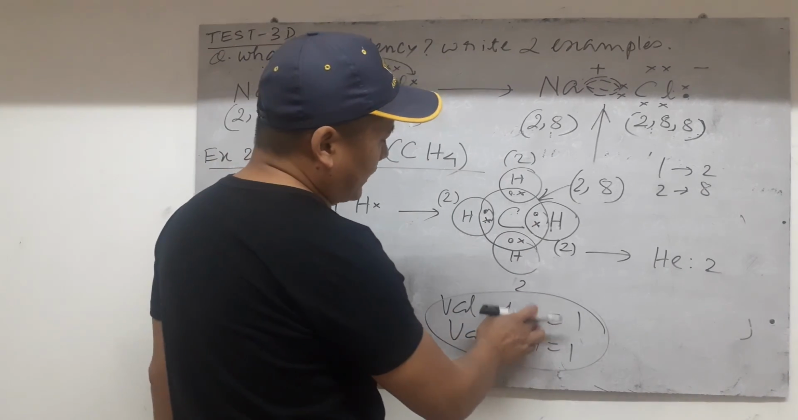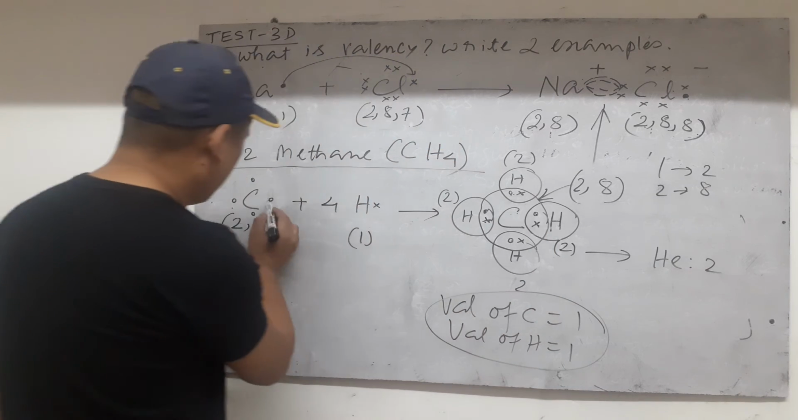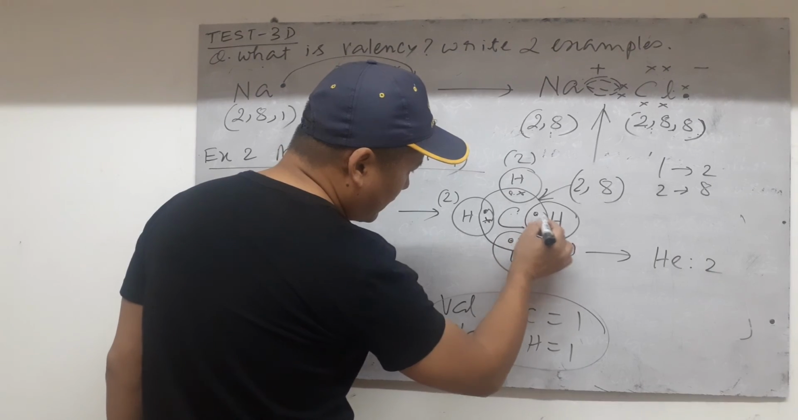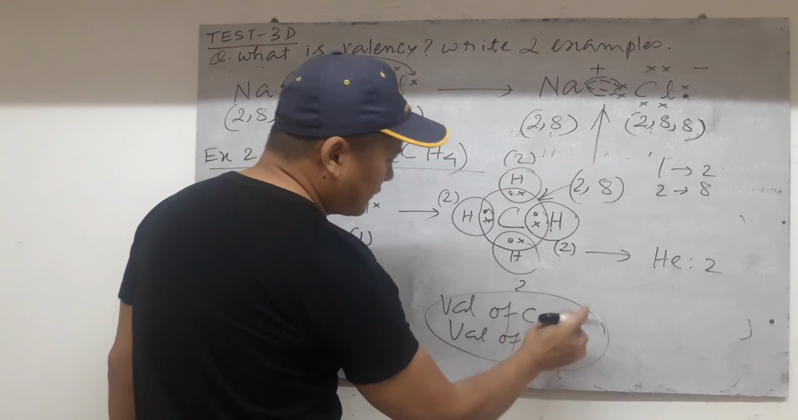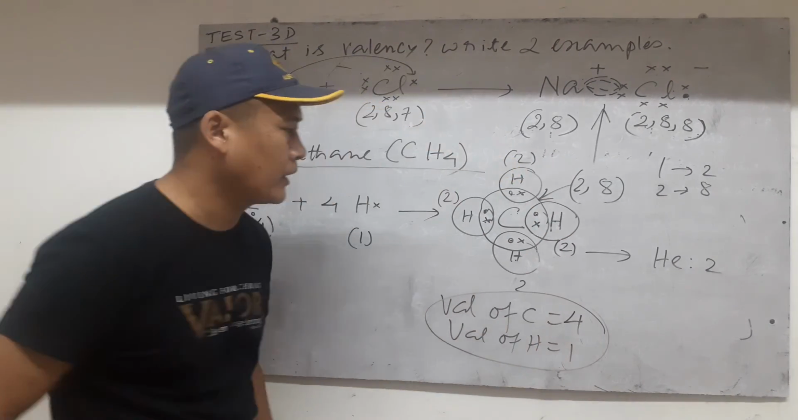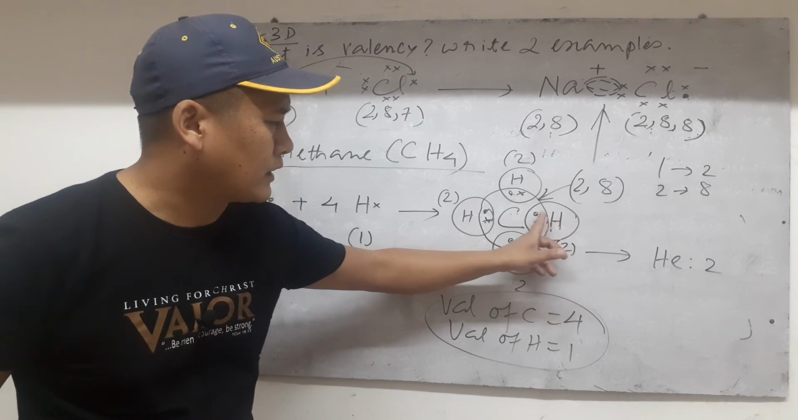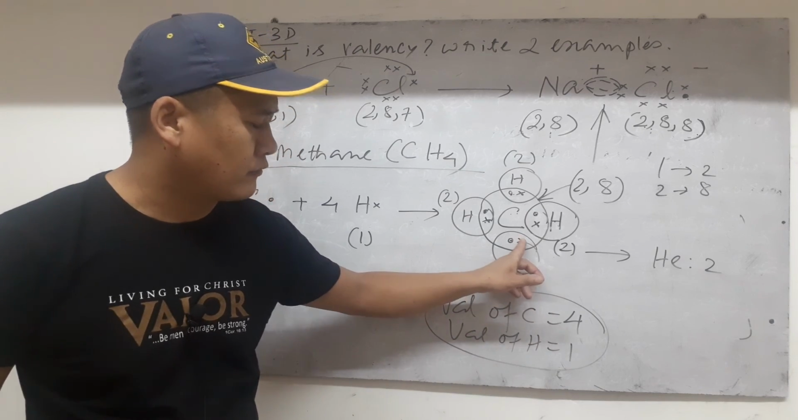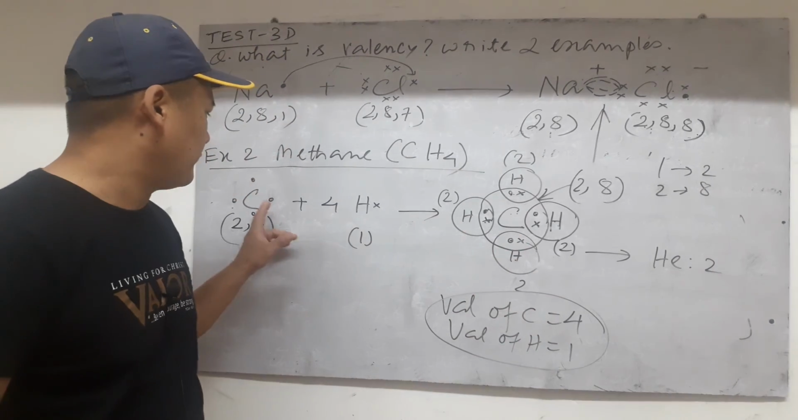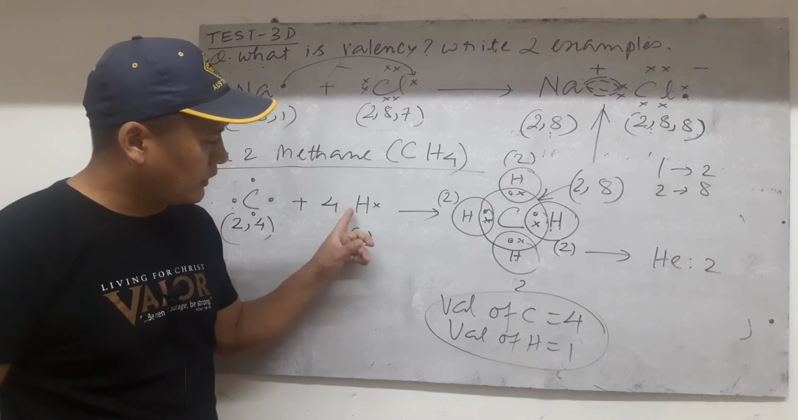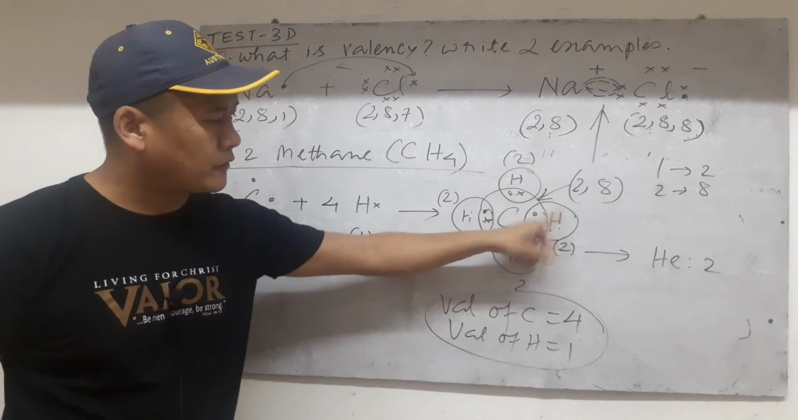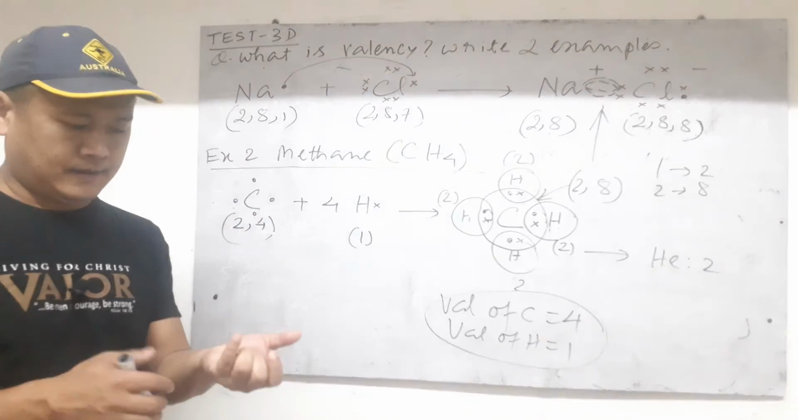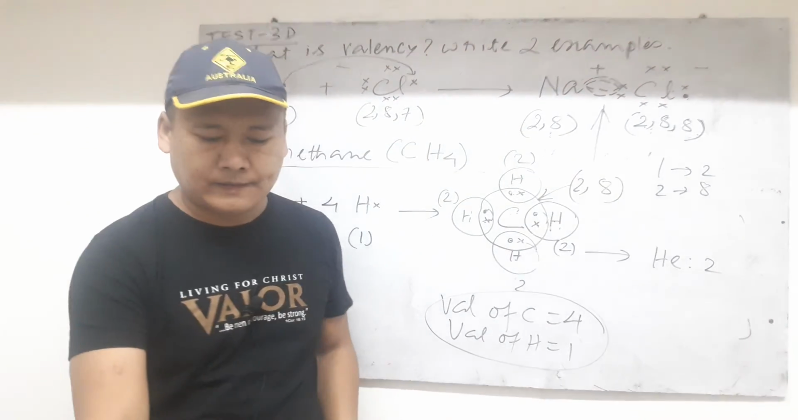The valency of carbon is not 1 here. It shares all the 4 valence electrons: 1 with one hydrogen, the second one with another hydrogen, the third, the fourth. So the valency of carbon is therefore 4. But each hydrogen is sharing only 1 with carbon, so the valency is 1. Since carbon is sharing 4 of its valence electrons with the 4 hydrogen atoms, the valency is 4. I hope you got it. Okay, that ends the class for this session.